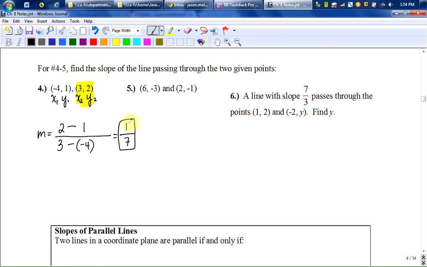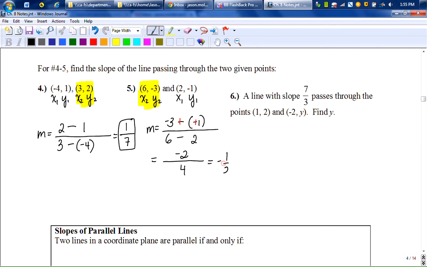Slope should be left as a simplified fraction. On to the next one, maybe this one will get a little bit tricky, and we'll do it the other way. Doesn't really matter. In fact, while I do it this way, with this point, (6, -3) being x2, y2, you could try it the other way and you will get the same answer. And there's our slope, a negative slope.